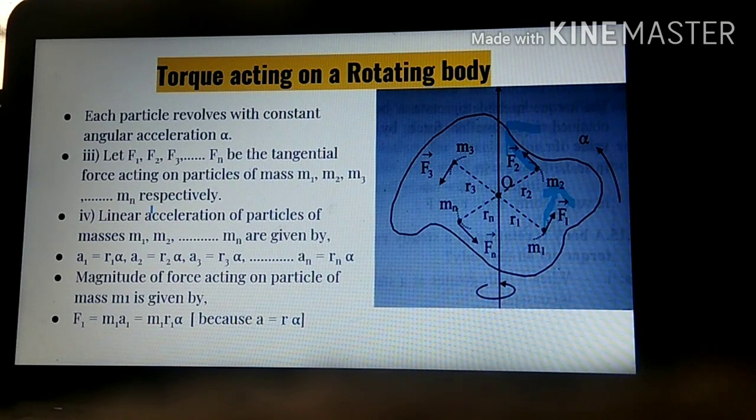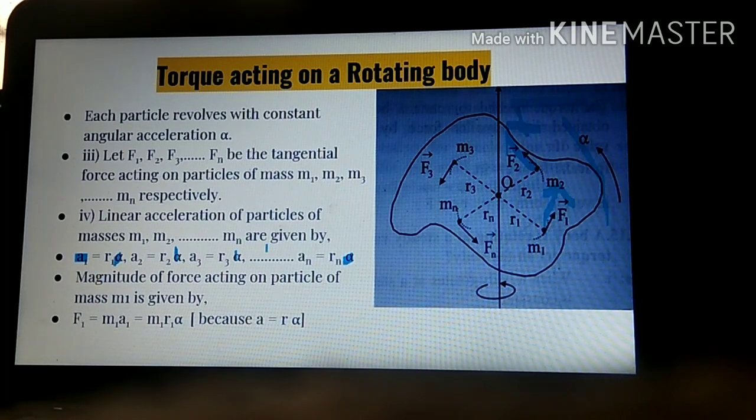So linear acceleration. We know the relation from the first part, that linear acceleration is radius times angular acceleration. So what we can write? A1 is equal to R1 alpha. Similarly, A2 is equal to R2 alpha, and we can go up till An is equal to Rn alpha. You will see over here alpha is not changing. Why is alpha not changing? Because angular acceleration is constant, but linear acceleration is changing. A1, A2, A3 denote linear acceleration, and alpha denotes angular acceleration, which is not changing.